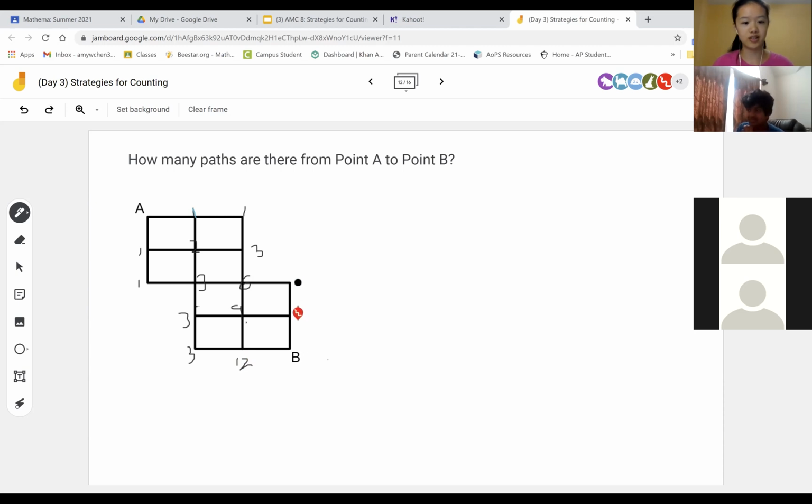Also, this little point right here in the upper corner would also have a value of 6. 6, 15, which is 27. You guys got it right. Can we move on?